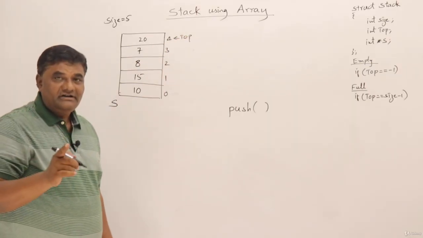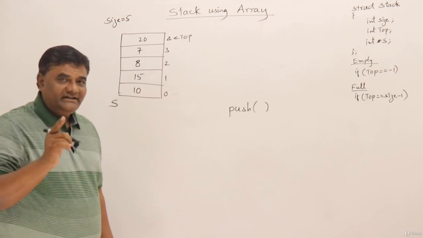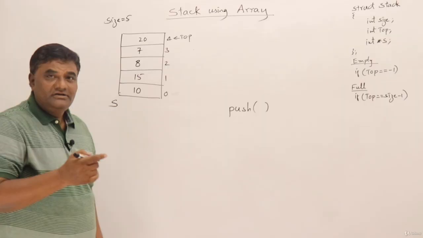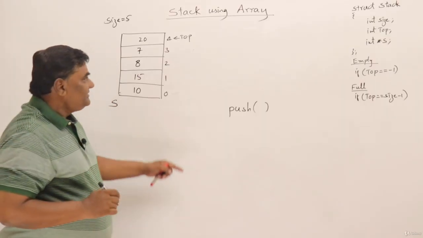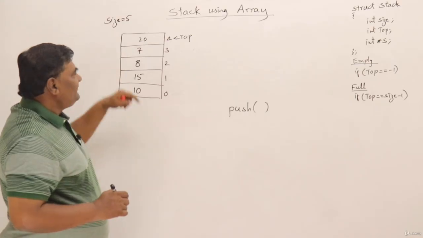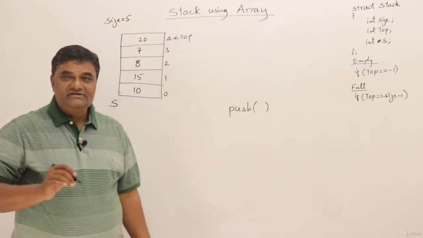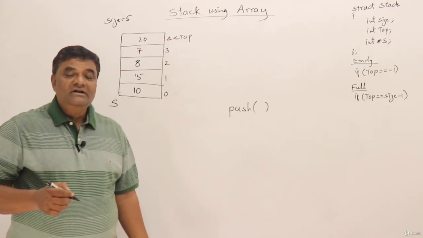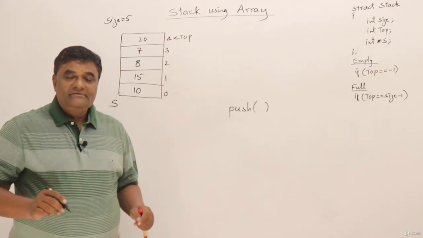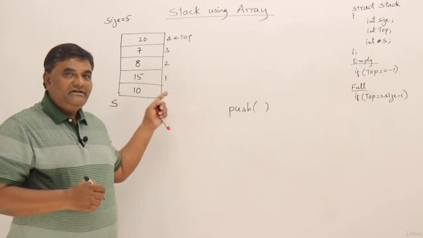Now this is important. I want to insert one more value, 25. Can I insert? Is there any free space available? No, there is no free space. I cannot insert because top is equals to 4. 4 is what? Size -1. So it means stack is full. So before insertion, actually I must check whether the stack is full or not. If it is full, I cannot insert it. If it is not full, I can increment top pointer and insert an element in an array.